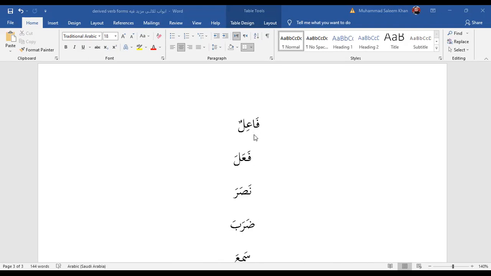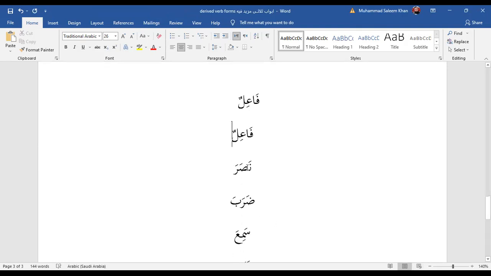Fa'ilun. Every verb that has a doer, the ismul fa'il will be on that pattern. So what we did basically here, we added only alif, and then the ain has kasra, and then the end has tanween, so it becomes fa'ilun.